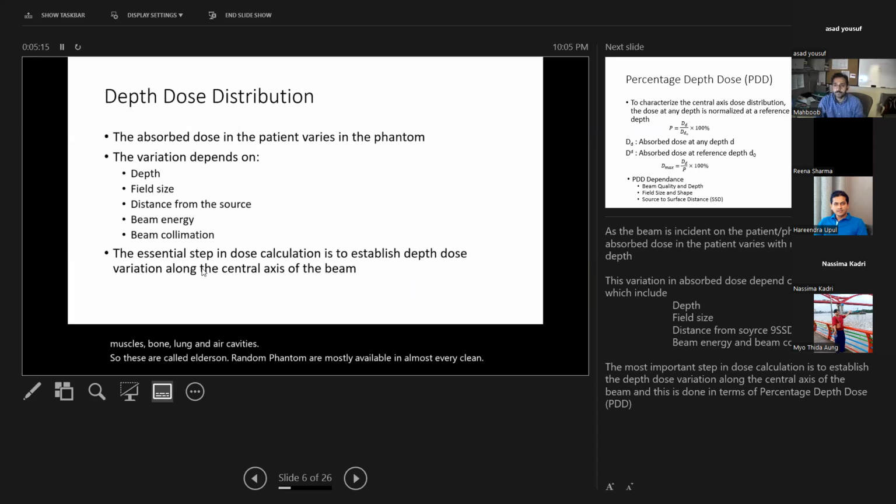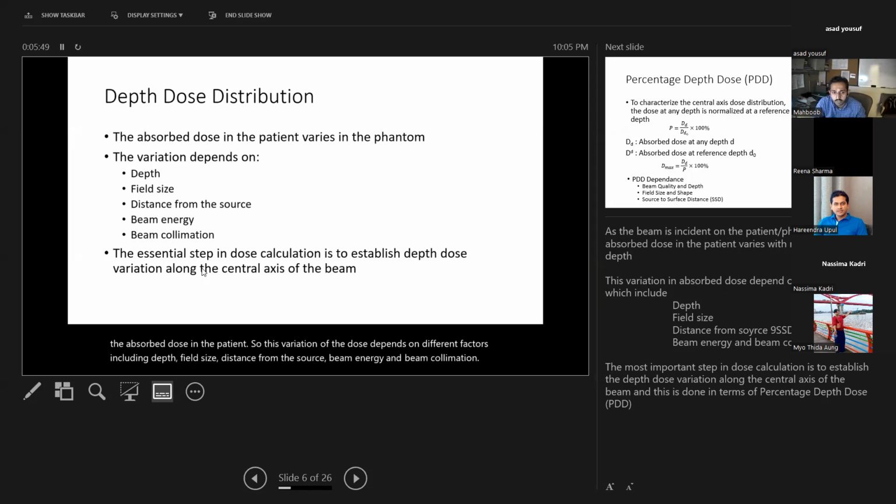So then, as the beam is incident on the patient or phantom from the source, the observed dose in the patient varies with respect to depth. This variation of the dose is very important to know in order to precisely calculate the observed dose in the patient. This variation depends on different factors, including depth, field size, distance from the source, beam energy, and beam collimation.